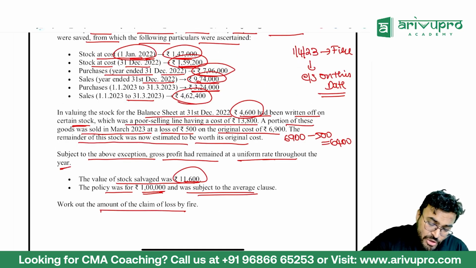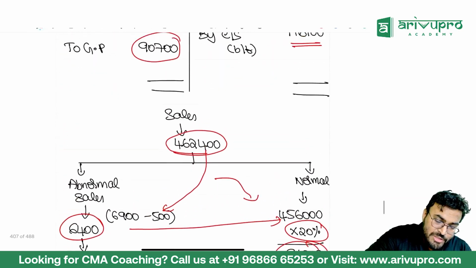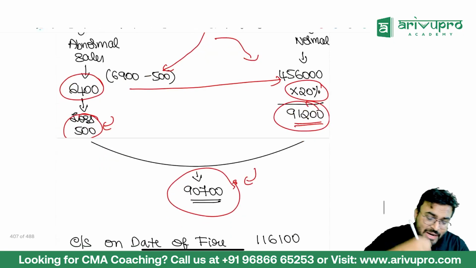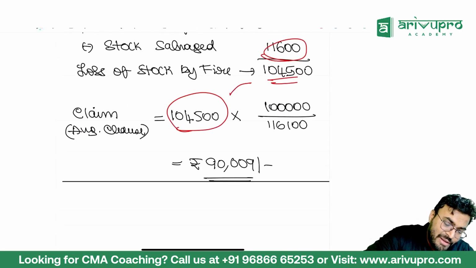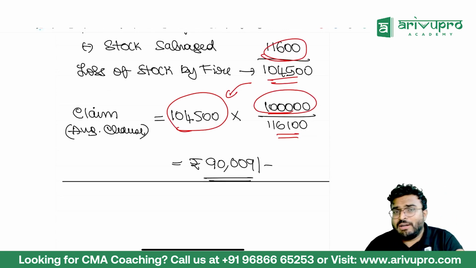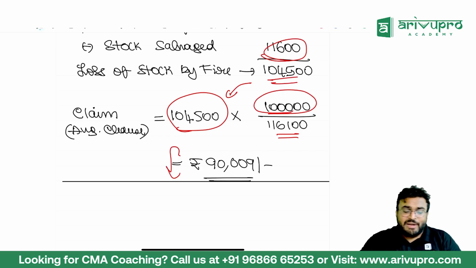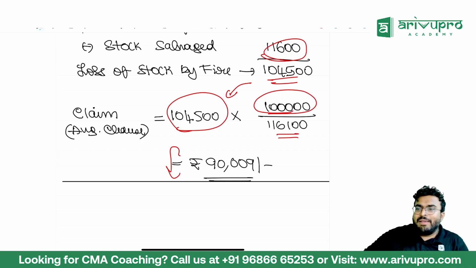Do we have under insurance? Policy amount was 1 lakh. On the date of fire, the stock was how much? 1,16,100. That means we have more stock. That means it is under insurance. So what you are going to do? Loss by fire into policy amount divided by closing stock on the date of fire. You will get an average clause. After applying average clause, you will get a claim of 90,009. With this, we are done with insurance claim. We are next going to proceed into hire purchase.